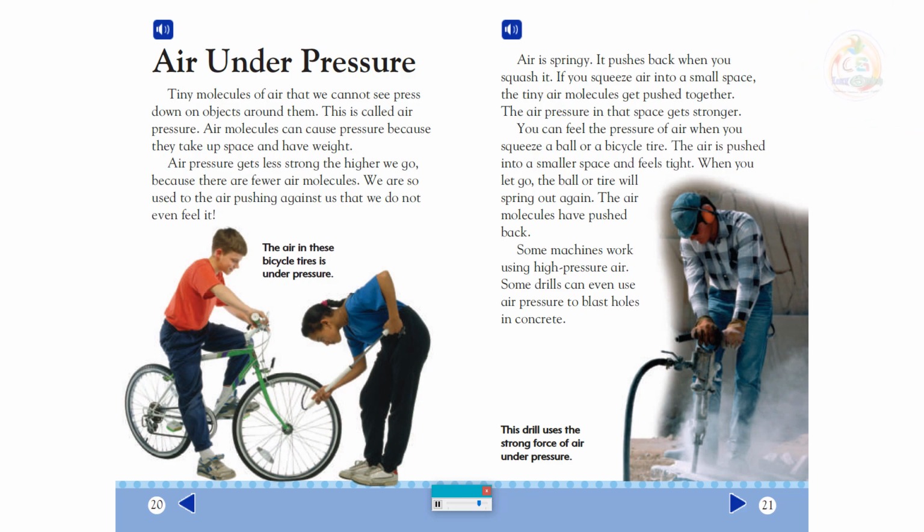Some machines work using high-pressure air. Some drills can even use air pressure to blast holes in concrete.